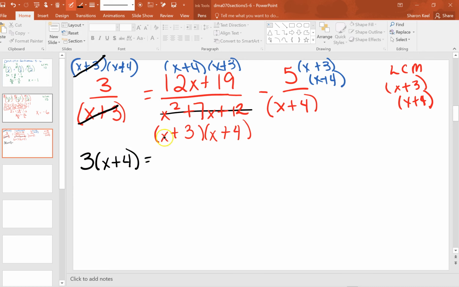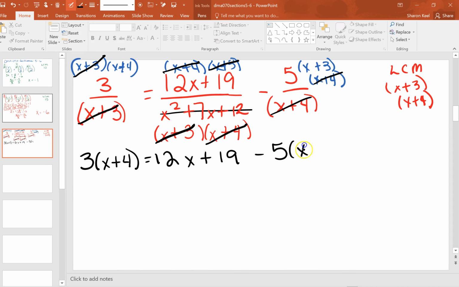In the second one, the x plus 3 cancels and the x plus 4 cancels. So the entire denominator canceled. There's nothing left with the LCM we were multiplying by on the top. So I just bring down the 12x plus 19. There is no change to that. Here, my x plus 4 and my x plus 4 cancel. I'm left with a minus 5 and then an x plus 3. Voila, you now have a simple DMA40 problem.